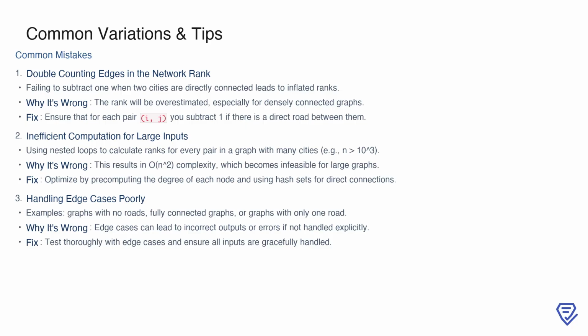Another mistake is inefficient computation for large inputs. If you use nested loops to calculate ranks for every pair of cities in a graph with thousands of nodes, the O(n²) complexity can become infeasible. To optimize, pre-compute the degree of each node and use hash sets to store direct connections, which can significantly reduce runtime. Finally, poorly handling edge cases is another issue. For example, graphs with no roads, fully connected graphs, or graphs with only a single road can break your solution if not explicitly addressed. Testing your solution against these scenarios ensures your implementation is robust and handles all inputs gracefully.